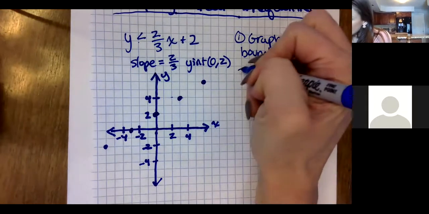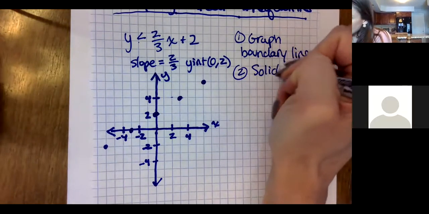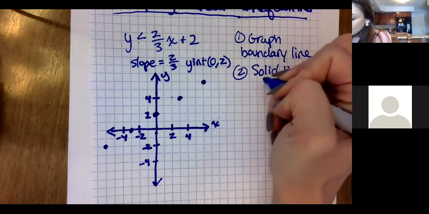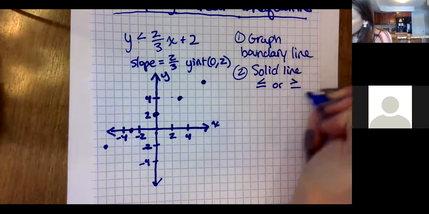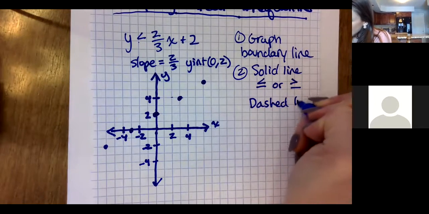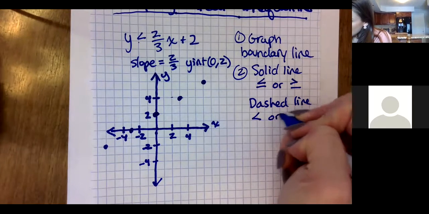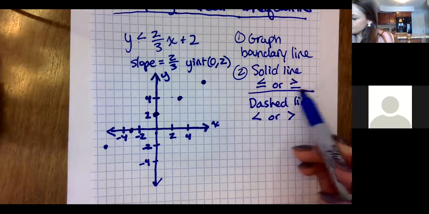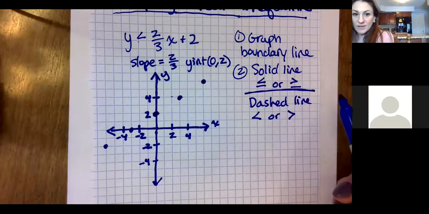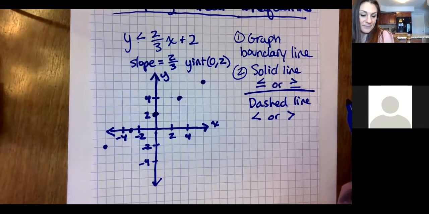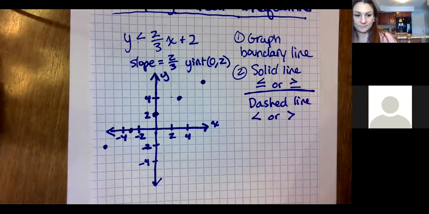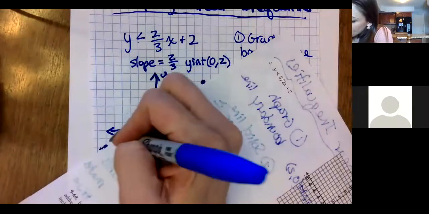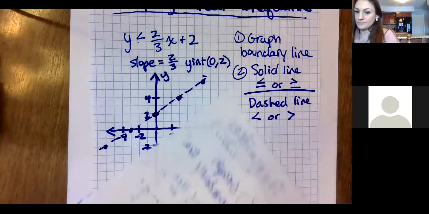Okay, then step 2 is we're going to do a solid line for less than or equal to or greater than or equal to. And then we're going to do a dashed line for less than or greater than. So this one is less than. So should we make a solid or dashed line? I'm going to make a dashed line.